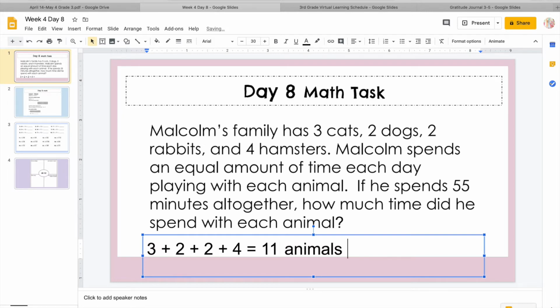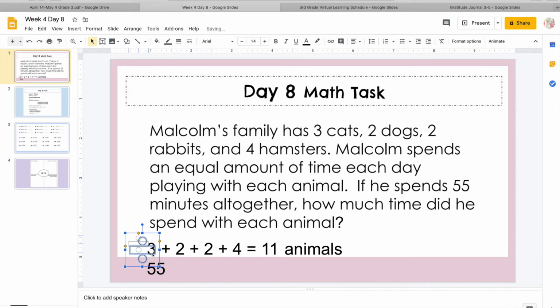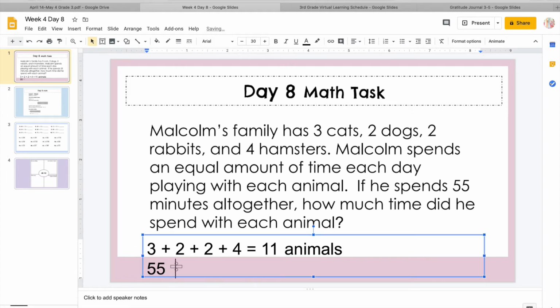Okay? And I know he's going to spend 55 minutes. And he wants to break that time up among the animals. So remember, when we're breaking something up, it's getting smaller. So we are going to divide. Because remember, if it were getting bigger and we wanted to see how much total time he could spend, we would probably multiply. But since we're doing this, we're going to do 55 divided by 11 equals.